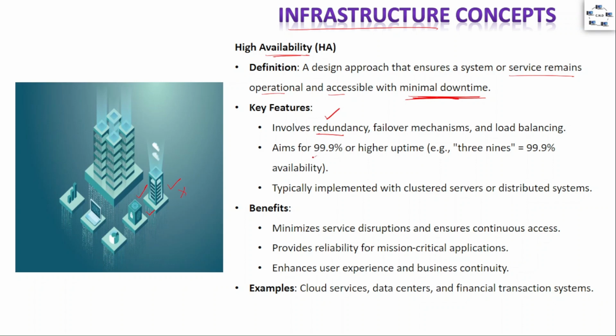It aims for 99.9% or higher uptime, for example three nines availability, and is typically implemented with clustered servers or distributed systems. Clustered servers mean that you have multiple servers clustered together that work together, and if one server fails, the user services are uninterrupted and seamlessly shifted to other servers.